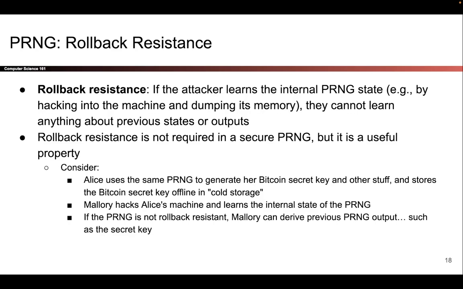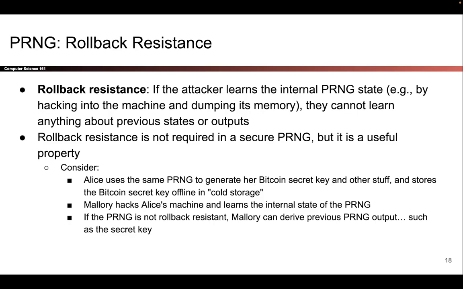So intuitively, the rollback resistance property says that attackers cannot run the PRNG in reverse. And more formally, what that means is that if an attacker is able to compromise the internal PRNG state, they learn all of the internal variables and they learn what it's doing, for example, by hacking into the machine, they are unable to run this PRNG in reverse and learn about the previous outputs that this PRNG generated. So rollback resistance is more about not running the PRNG in reverse, and it doesn't have to do with the security properties that we talked about earlier. But it is a nice bonus if you have it.